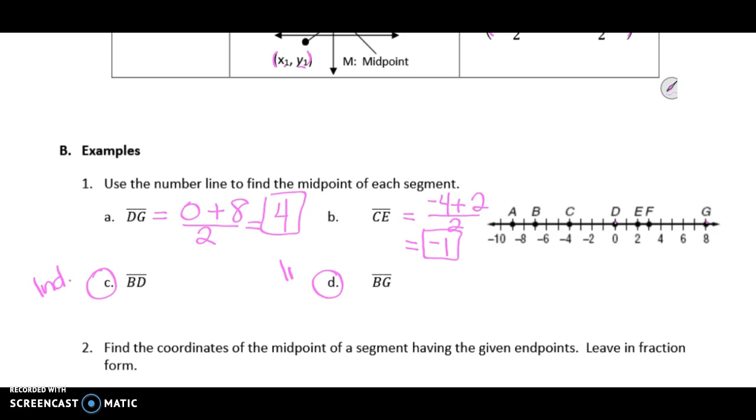And come back, pause the video, try C and D, and then come back to check your answers. So you should have shown all of the work here for BD and BG. For BD, you should have shown the same work that you showed on the other questions. Show negative 7 plus 0 on the top, divided by 2 on the bottom, to get an answer of negative 3.5. And BG, same procedure. It would have shown negative 7 plus 8 on the top, with the 2 on the bottom, for an answer of 0.5.